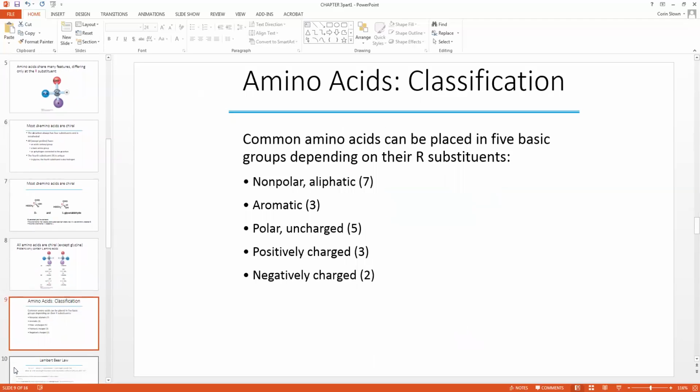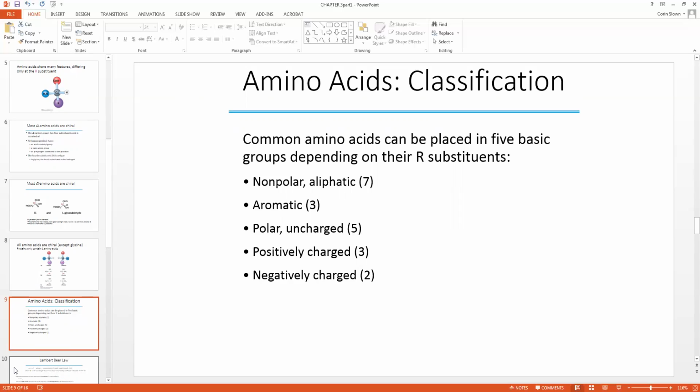Now, when we're looking at classifying amino acids, it's useful for us to think about how we might group these. So common amino acids can be placed into 5 basic groups, depending upon their R substituents. So they could be nonpolar and aliphatic, right, containing only carbons and hydrogens. They could be aromatic. They could be polar and uncharged. They could be positively charged and negatively charged.